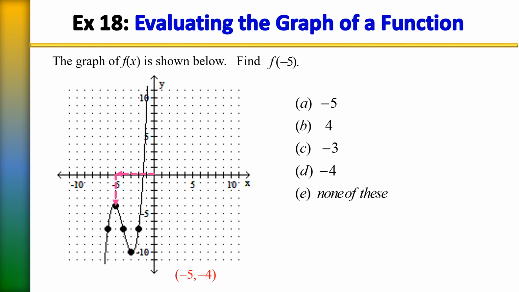The ordered pair here, again, is -5, -4. The y value that corresponds with a -5 would be -4. So your answer choice is D, an output in this function of -4.